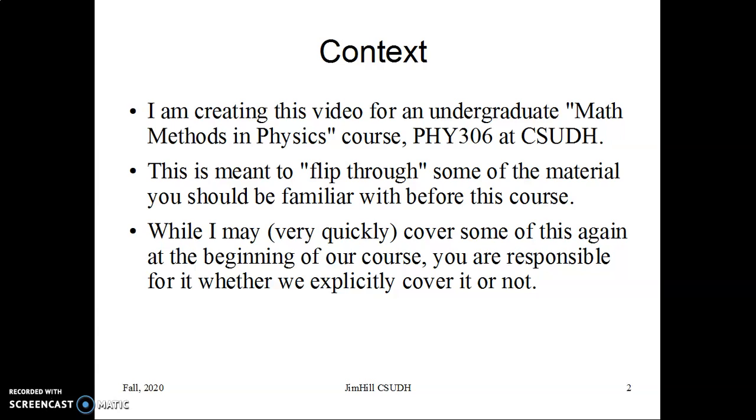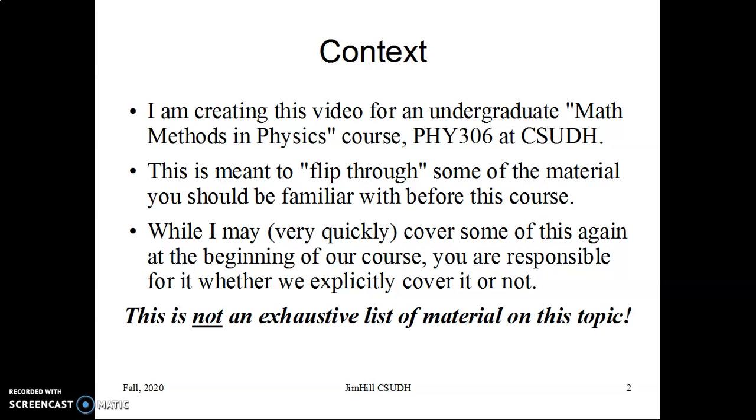But even if I don't cover something that was covered in your first semesters of math and physics, calculus and physics, you are responsible for it, even if I don't explicitly do it. And my disclaimer is that this is not meant to be at all an exhaustive list of material that I expect you to know. In fact, there are whole groups of topics that I don't touch in these videos that I do expect you to know.